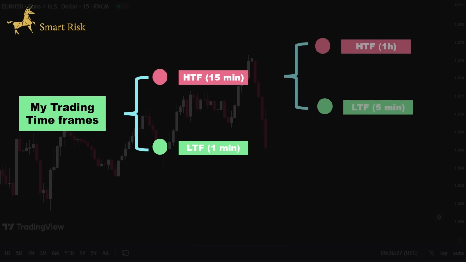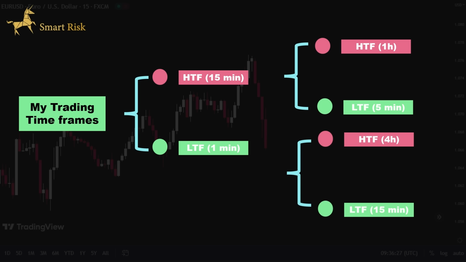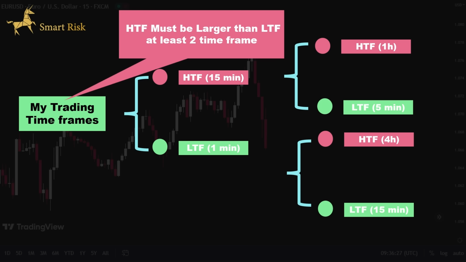But you can also use the 1-hour time frame as your higher time frame and the 5-minute time frame as your entry time frame. Or you can use the 4-hour time frame and the 15-minute time frame. It is totally up to your personal taste. But the key rule you should always obey is that your higher time frame, which you would use for market analysis, must be larger, at least 2 time frames.